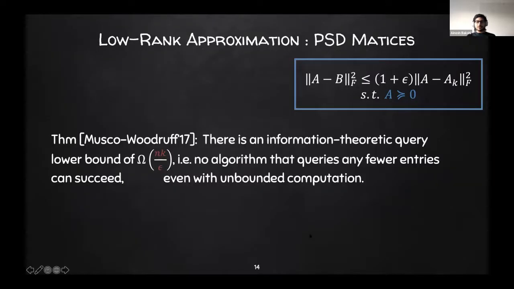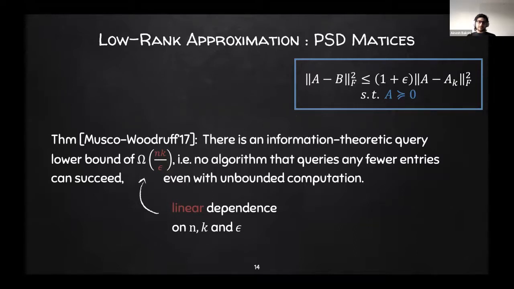In addition to this algorithm, they also provide a lower bound on the query complexity, and they show that a linear dependence on n, k, and epsilon is necessary. So in other words, if any algorithm reads fewer entries of the matrix than linear in n, k, and epsilon, then it's information theoretically impossible to output a low-rank approximation.